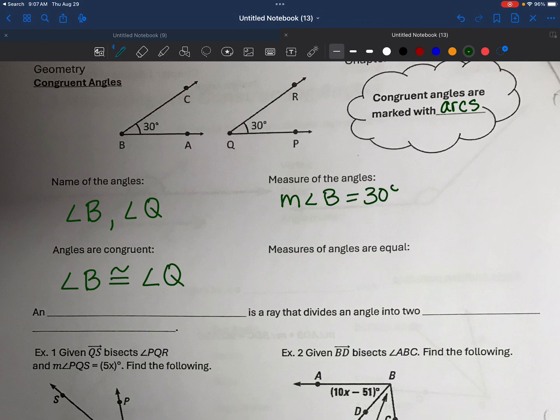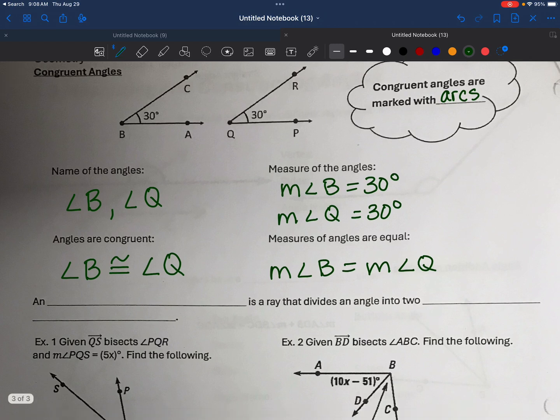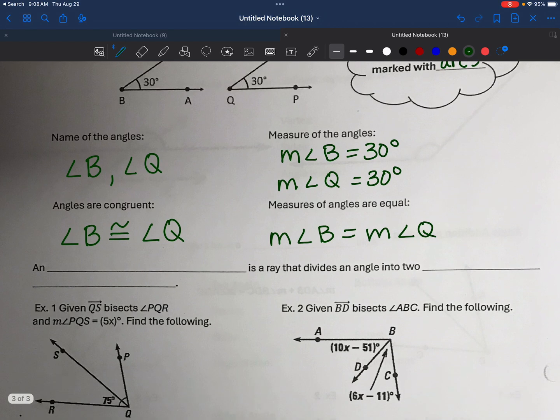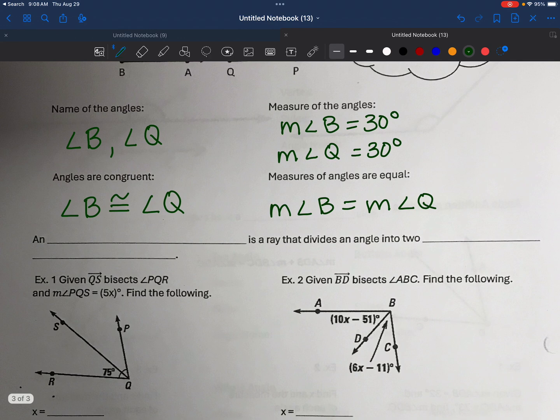Okay, who can tell me the measure of angle B? 30 degrees. What about the measure of angle Q? Also 30 degrees. This is just kind of giving us that reminder of how we write these out. Okay, can I say that the measures of the angles are equal? Yes, so the measure of angle B is equal to the measure of angle Q. I'll write that again. Okay. All right, so just a quick reminder on that.